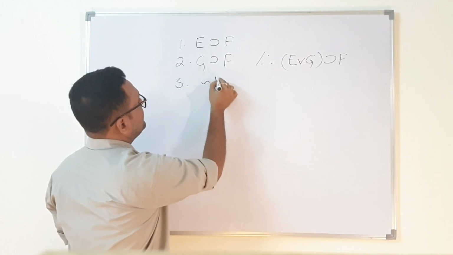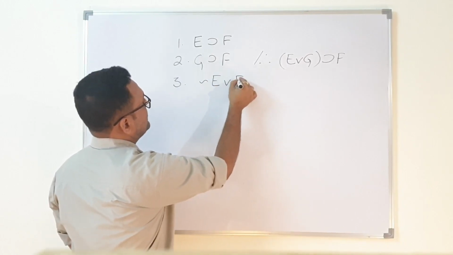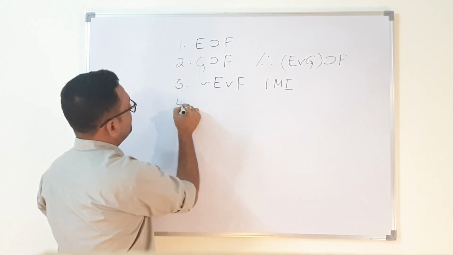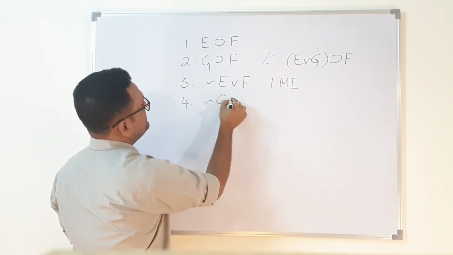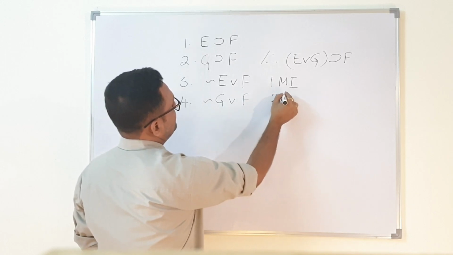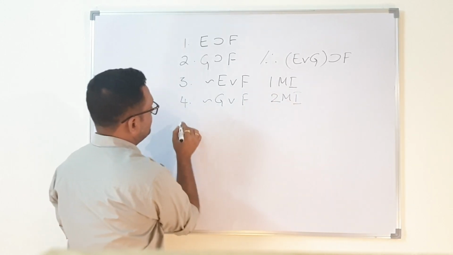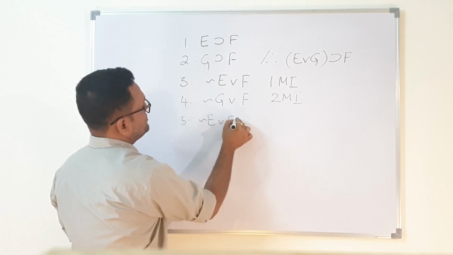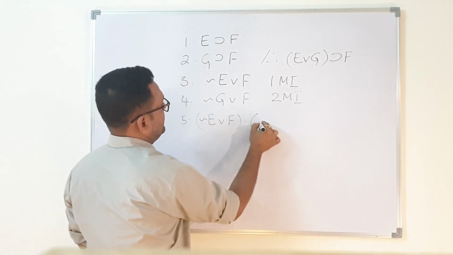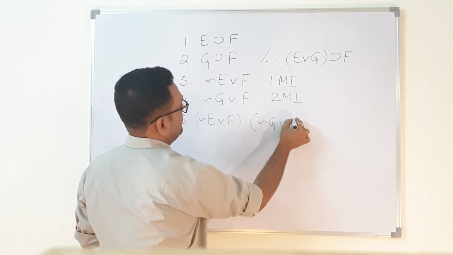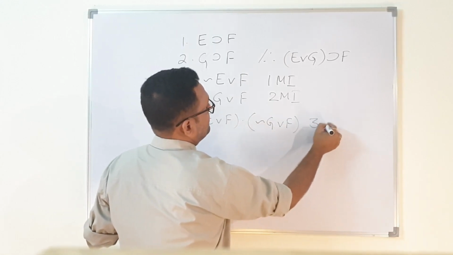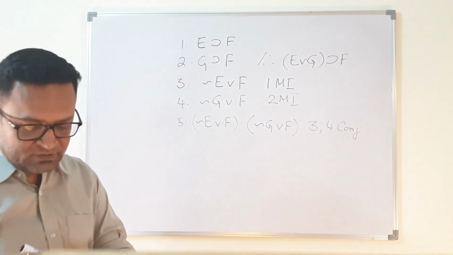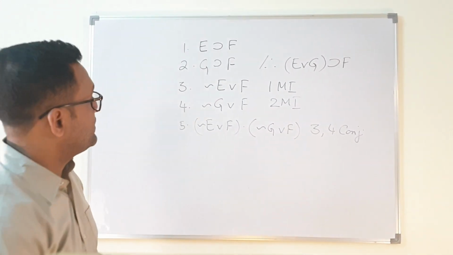We will do it like negation of E wedge F. This is on first, material implication. Then on fourth, negation of G wedge F. This is second, material implication. Then fifth, I will do negation of E wedge F dot negation of G wedge F. This is 3, 4 conjunction, right? So I have got this.